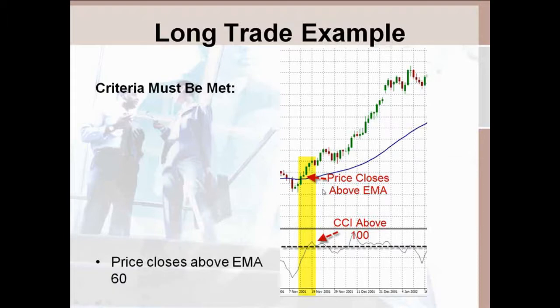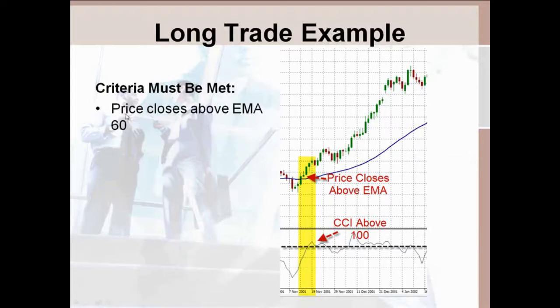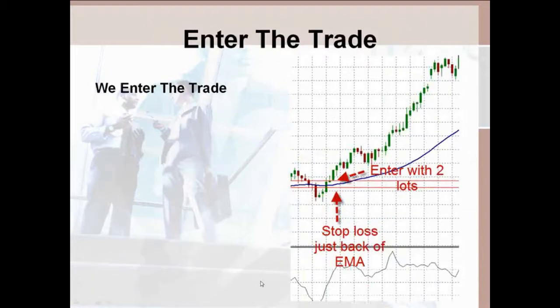To begin with, in the highlighted area here, we look for our criteria. The price closes above the EMA 60, and looking here, it has. And the CCI value is higher than 100, so I've marked off the 100 level here. And again, the CCI is above 100, so our criteria is met. We can now enter the trade.